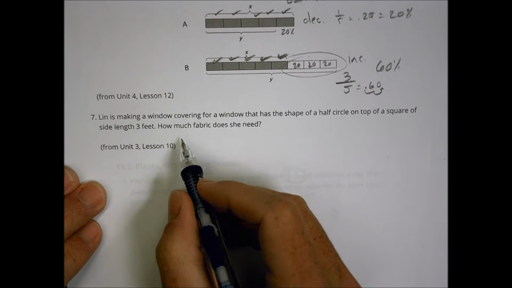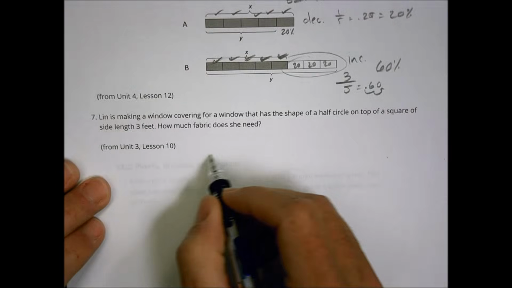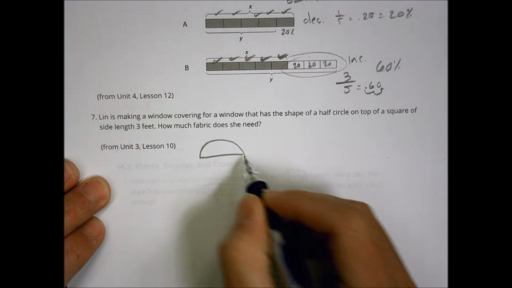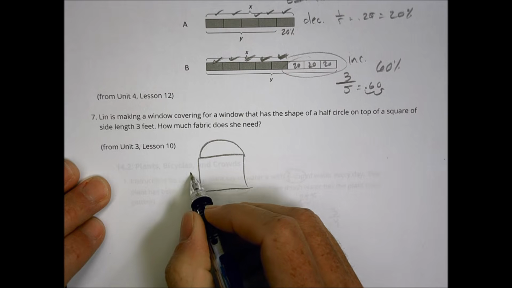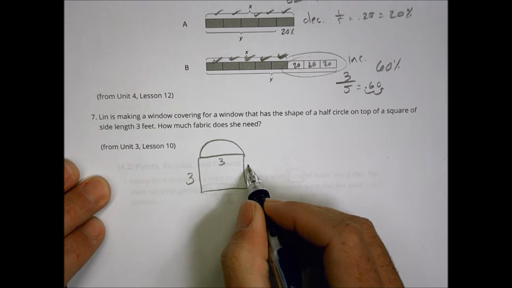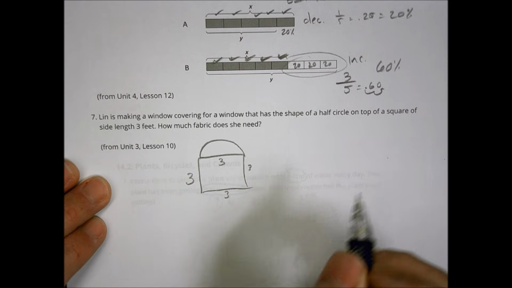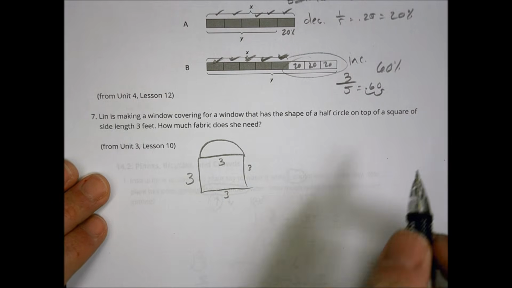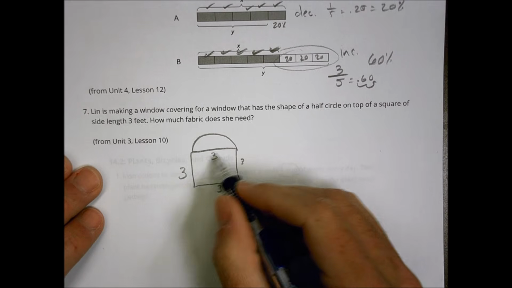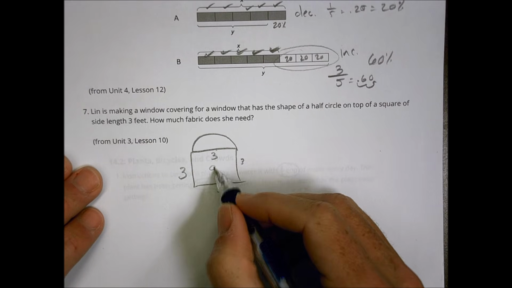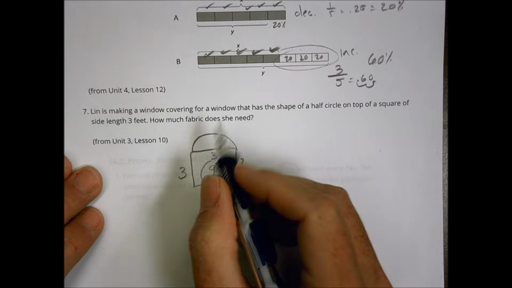Now last one, number 7. Lynn is making a window covering for a window that has the shape of a half circle on top of a square with side lengths of 3. So it's a 3 and a 3 and a 3 and a 3. Okay, so how much fabric does she need to cover the whole thing? Well, to cover this inside part, this is going to be a square, so 3 times 3 is 9. That's the inside part. Got it. But now I have this circle.